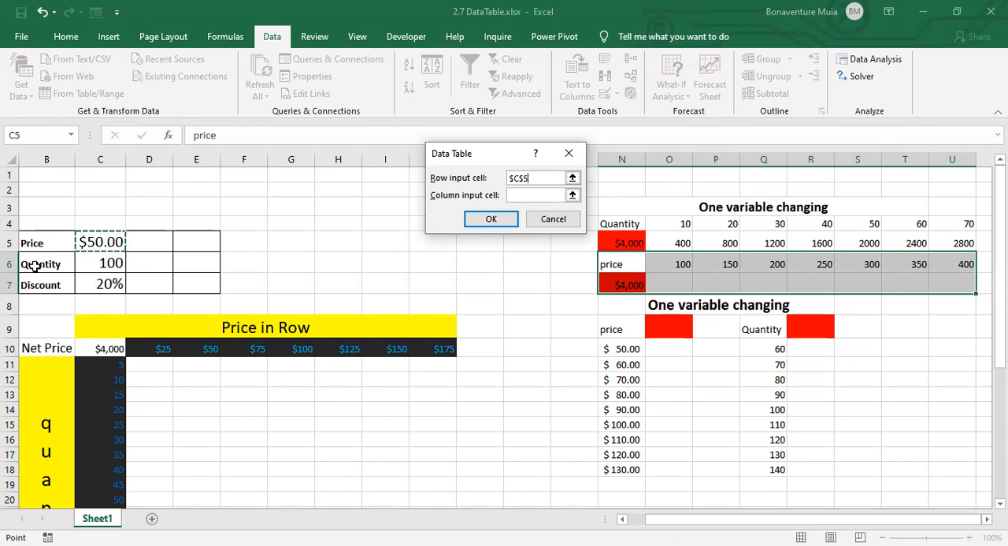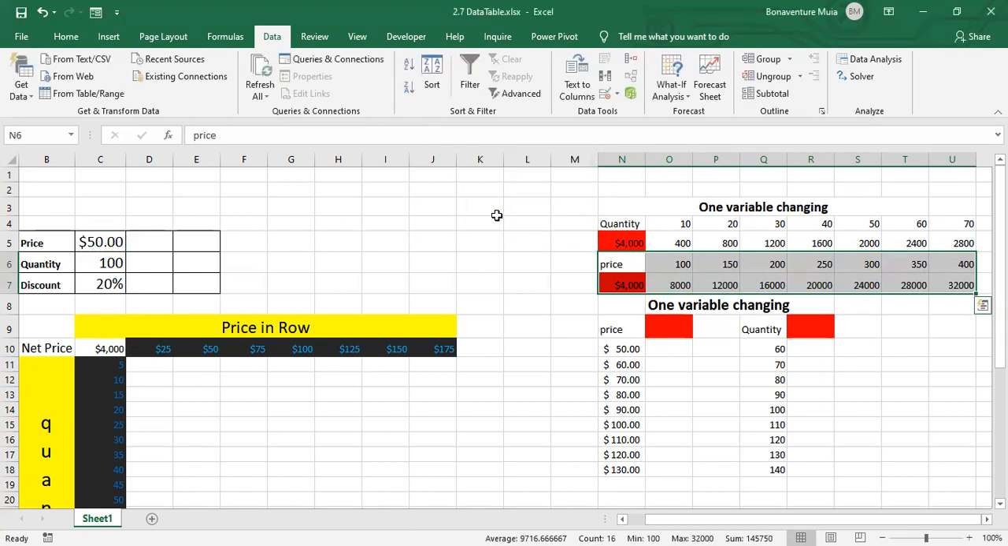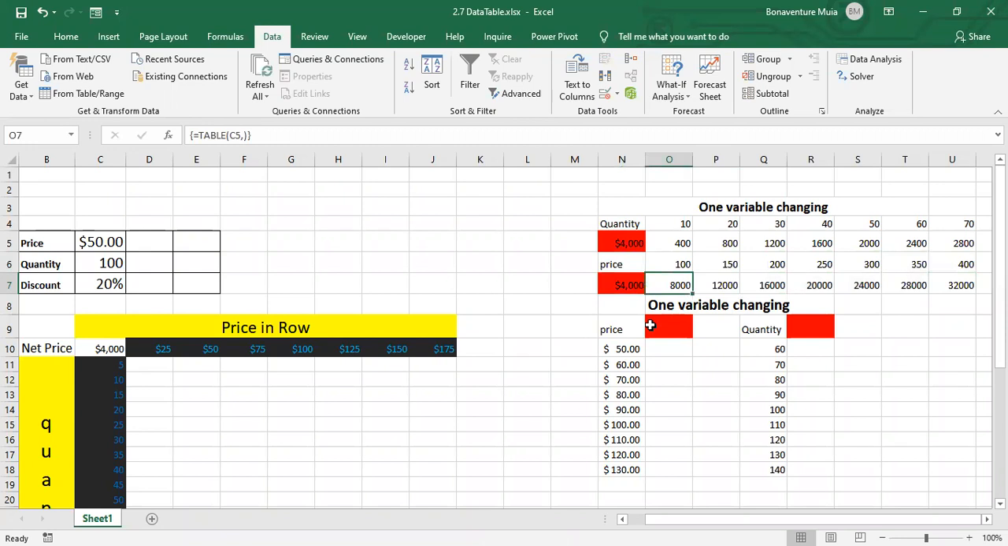The reason as to why we are referencing this small table here is because this is the table that was used in calculation of the net price. Okay. So once you put OK, you're going to see the net price populated all over. And then you can see if the price of this item is going for $100, the net price is going to change to 8,000. This price is calculated with a constant of 100 items.